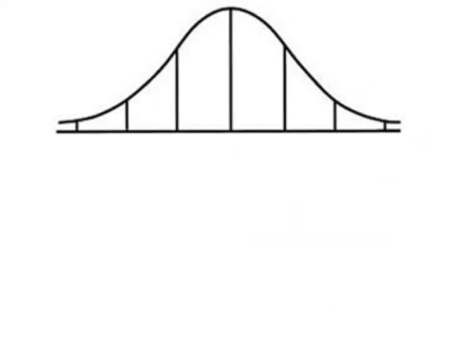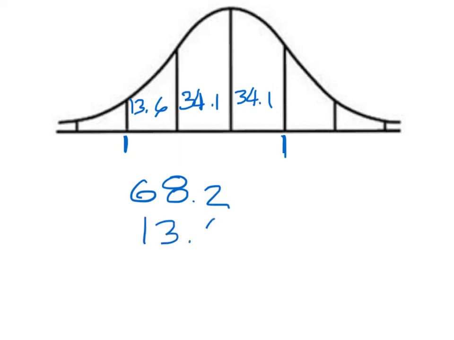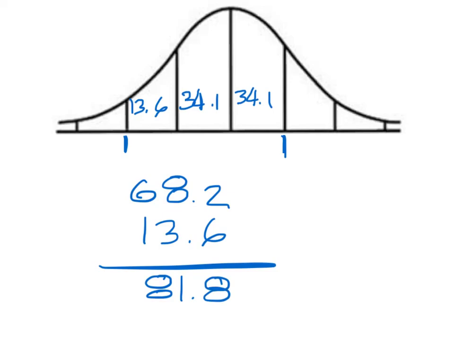Alright. On this problem, find the amount of data that falls between this mark and this one. On this one, we have 34.1 in these two spots, and then 13.6 here. That's 68.2 plus 13.6, which is 81.8.